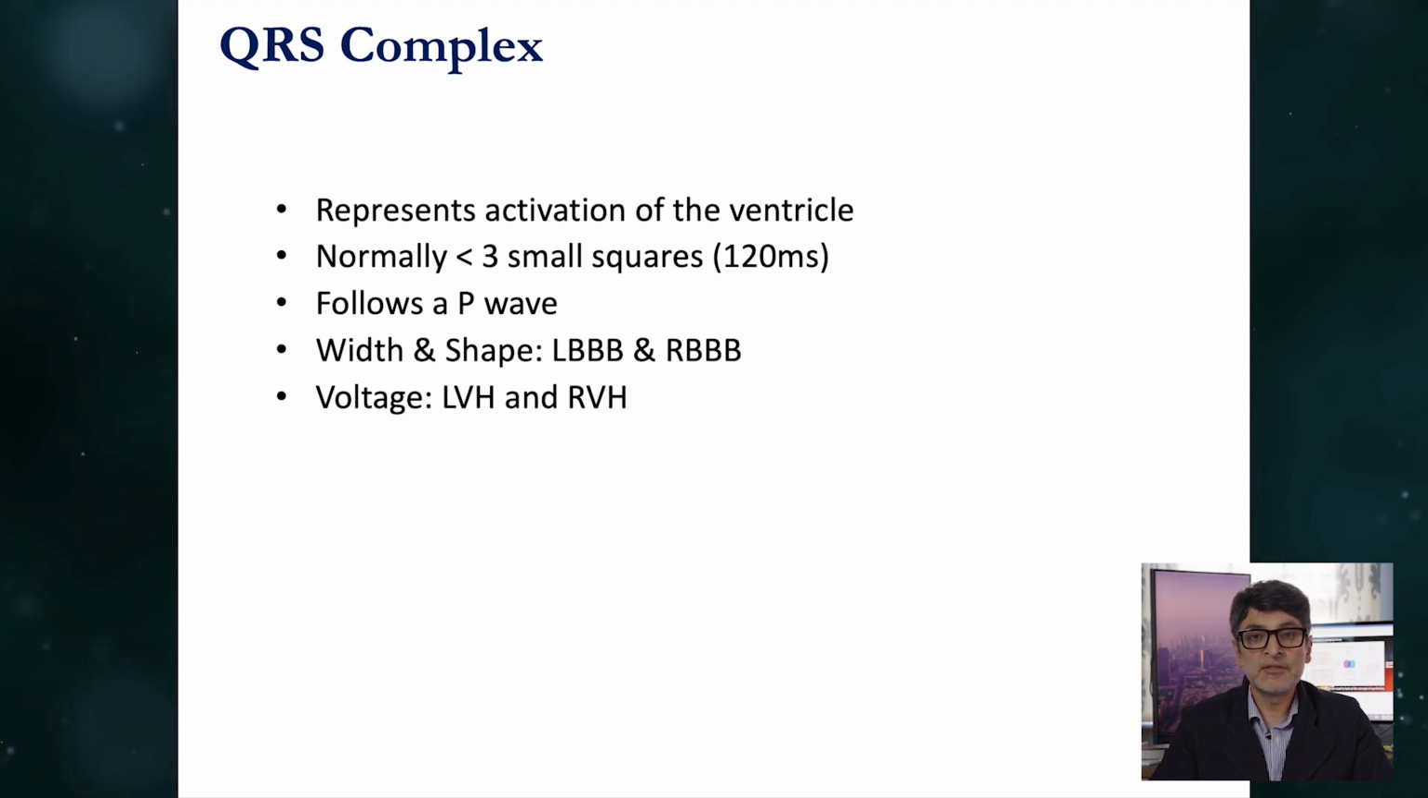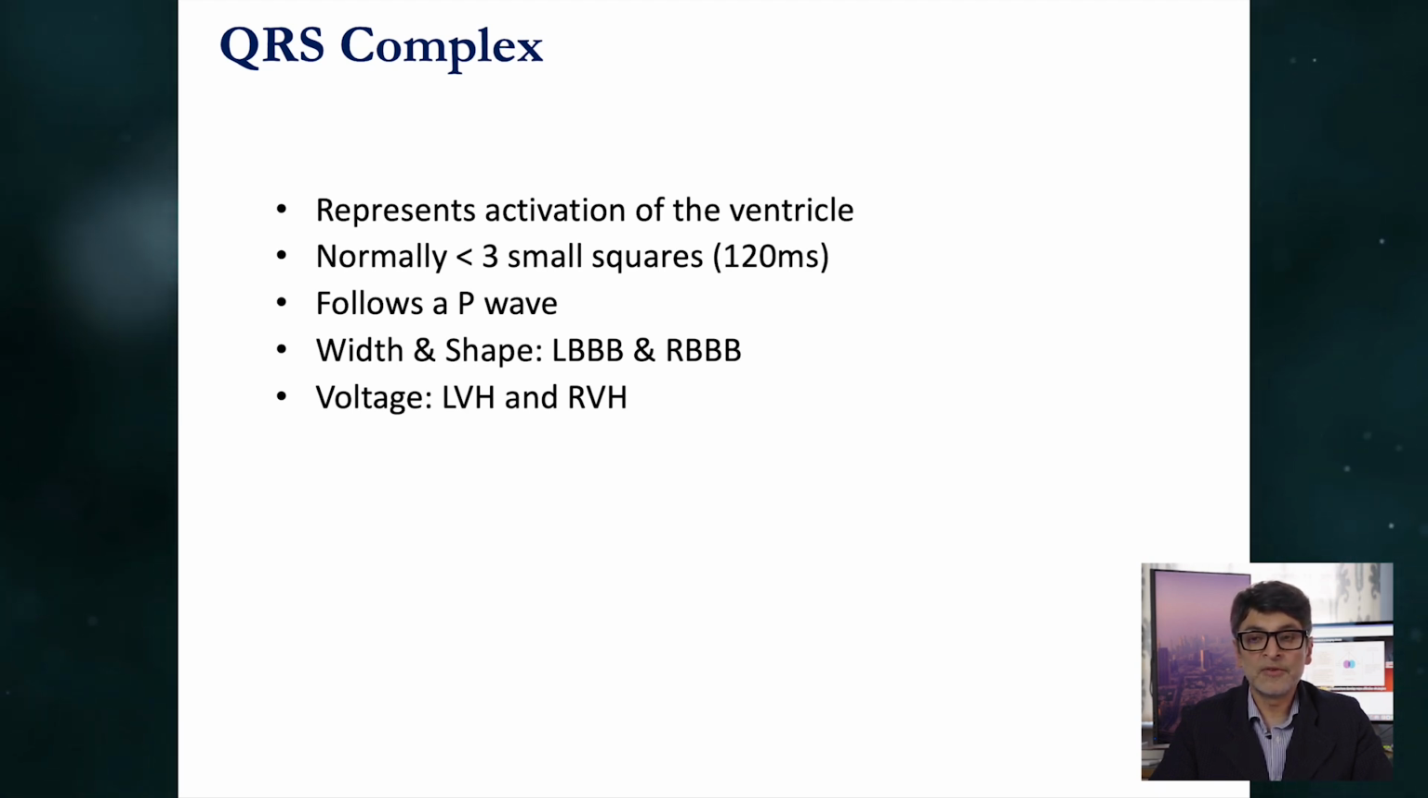It's normally less than 3 small squares, which is 120 milliseconds, and I'd strongly encourage you to look at the automated readout at the top of the letter telling you what the QRS duration is, rather than trying to measure the squares with some magnifying glasses and a ruler.